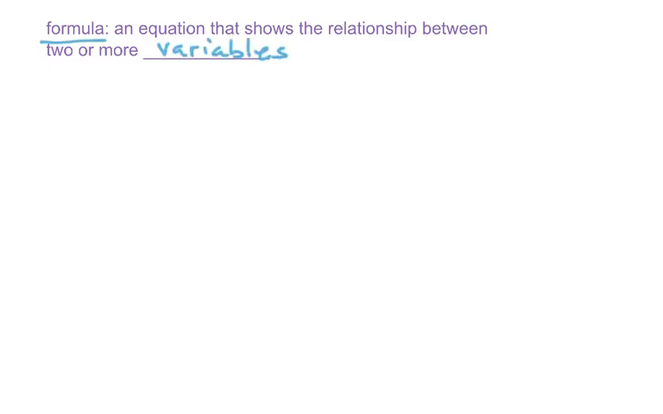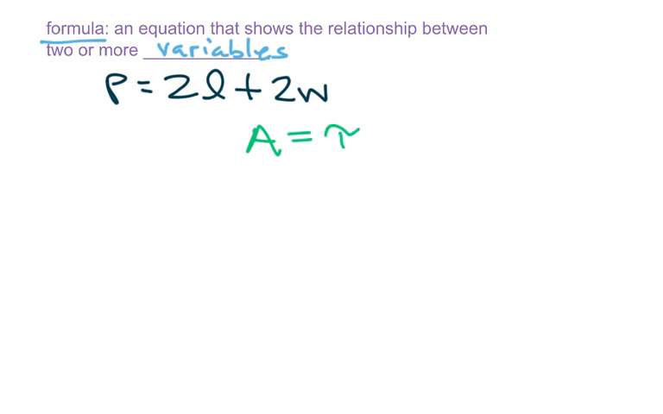And we know several of them. Hopefully this one looks familiar to you. P equals 2L plus 2W. That's the formula for perimeter of a rectangle. Maybe this one looks familiar to you. A equals pi r squared. We just kind of dealt with that. That's the formula for area of a circle. What about a volume one? Well, we know V equals big B times H. We've been looking at that.